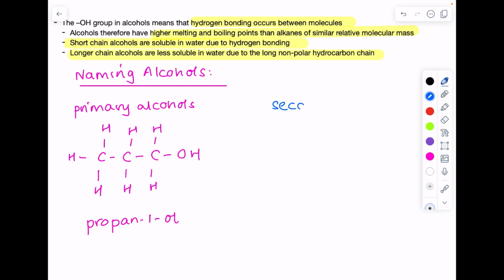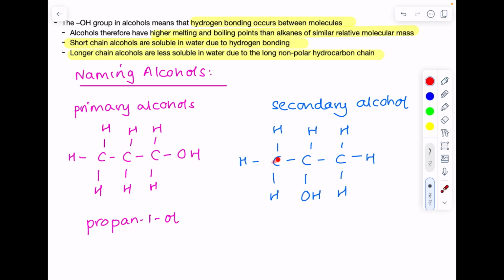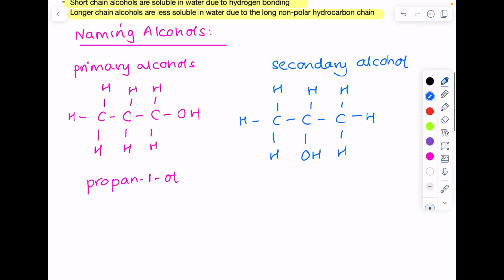What about a secondary alcohol? This time we're going to attach that OH group to the second carbon. That carbon here is attached to 2 carbons, hence why we have a secondary alcohol. The name of this alcohol is propan-2-ol.